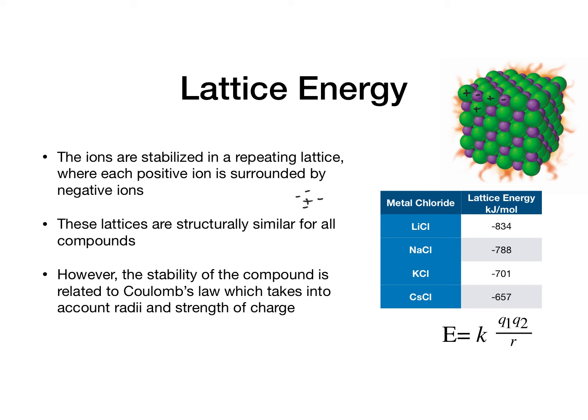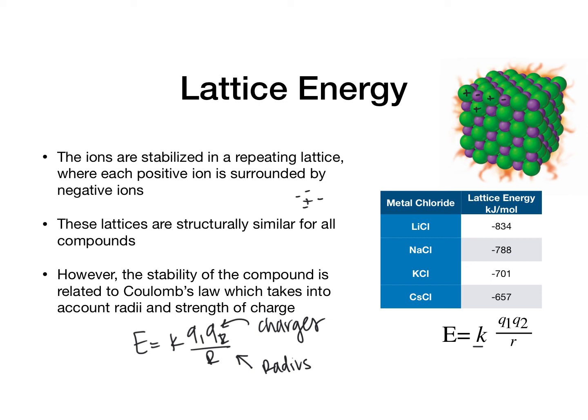If we look at these different lattice energies for a series of chloride compounds, lithium chloride, sodium chloride, potassium chloride, and cesium chloride, the lattice energies change, even though they all have chlorine and they all have an anion with only a -1 charge. So it turns out that the stability of the compound is related to Coulomb's law. Coulomb's law states that E equals K Q1 Q2 over R, where Q1 and Q2 are the charges, and R is the radius.